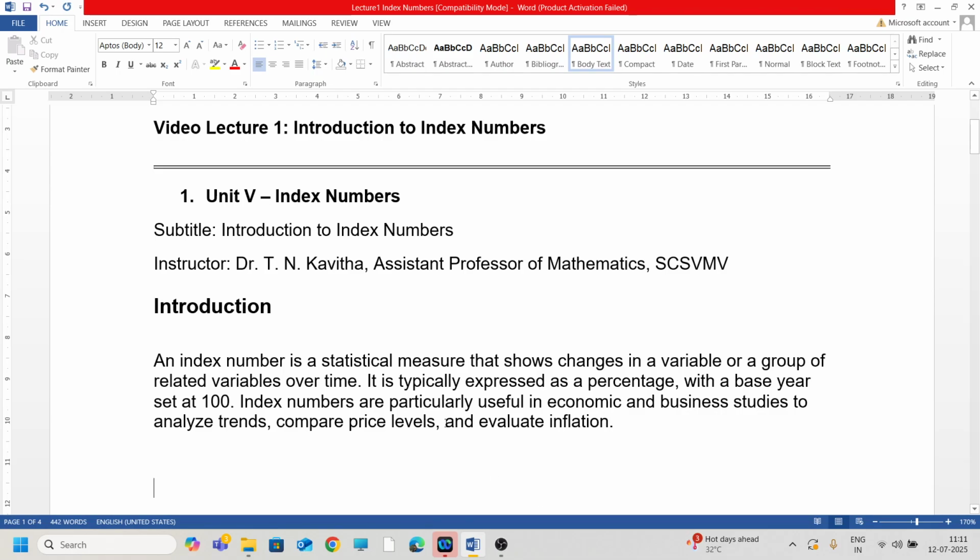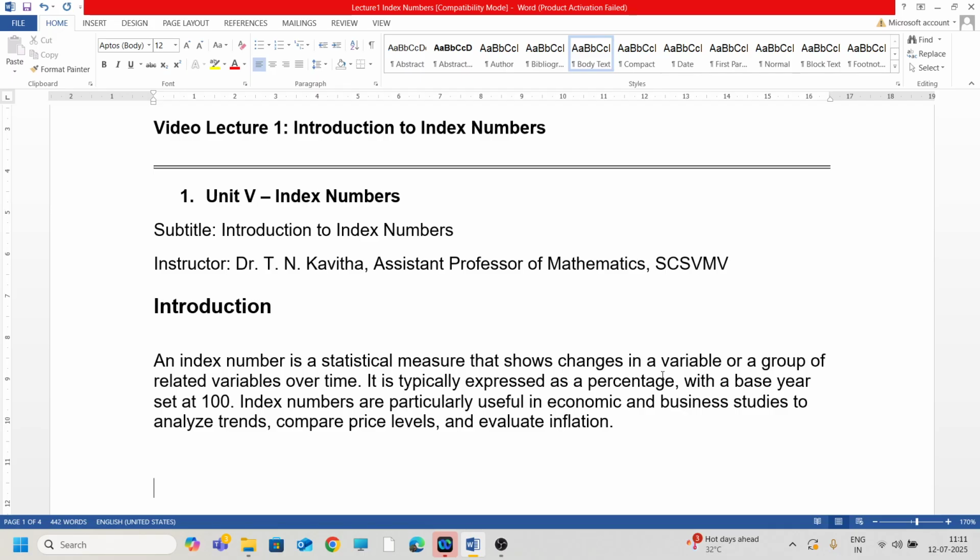An index number is a statistical measure that shows changes in a variable or group of related variables over time. It is typically expressed as a percentage with a base year set at 100. Index numbers are particularly useful in economic and business studies to analyze trends, compare price level, and evaluate inflation. So the base year always we fix 100. Where it is used means economic, business studies, trend analysis, and compare price level, inflation evaluations.